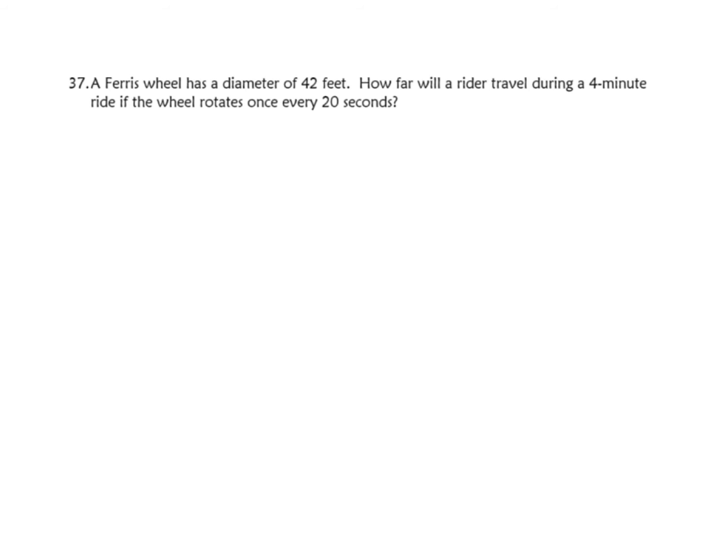Okay, the next one says the Ferris wheel has a diameter of 42 feet. How far will a rider travel during a 4-minute ride if the wheel rotates once every 20 seconds? So circumference, going around once, that's pi times diameter. So the circumference just going around one time is going to be 42 pi. Right, so this is one time around.